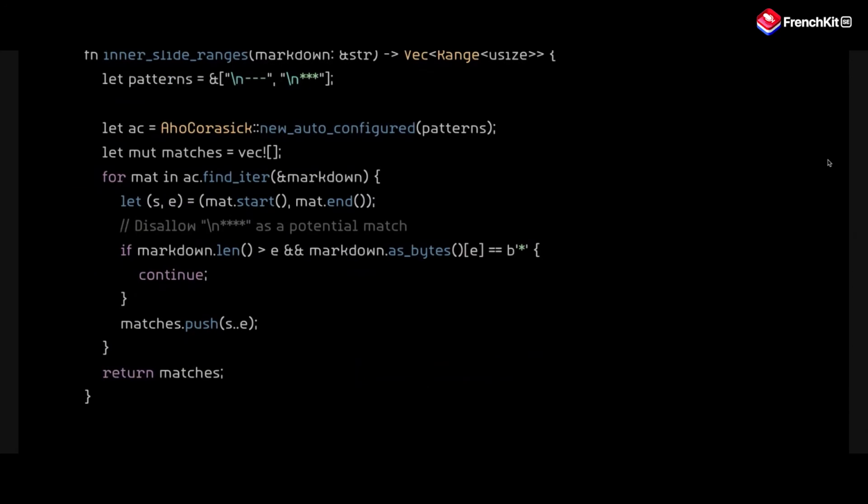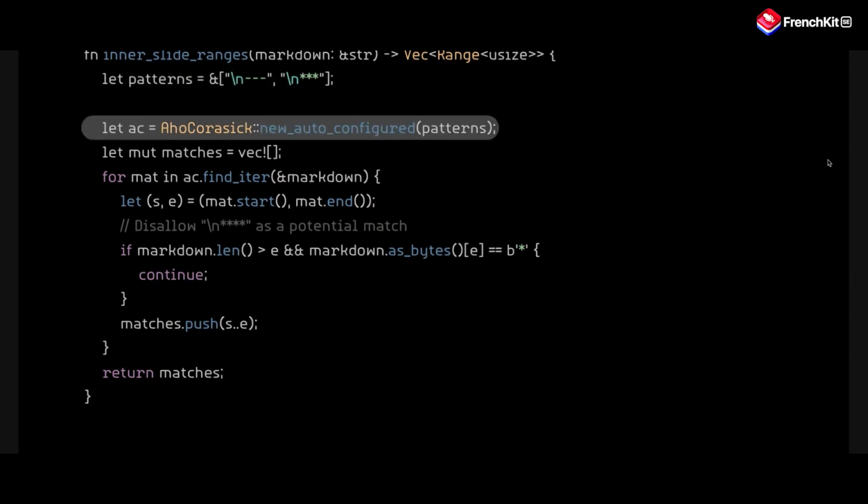So here's the Rust code that does that. This is basically the function header. Instead of func, it says fn. Other than that, it looks very similar. And then I have 2 patterns. The first one is a new line and the 3 dashes, and the other one is a new line and the 3 asterisks. So they are kind of similar. And this is fast in Aho-Corasick.